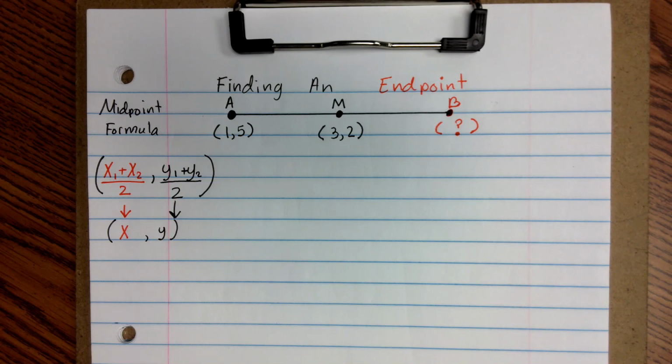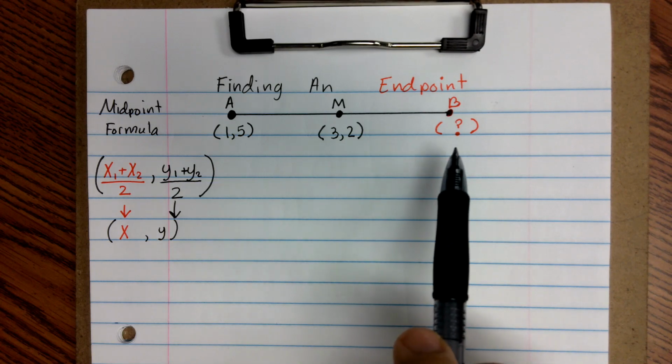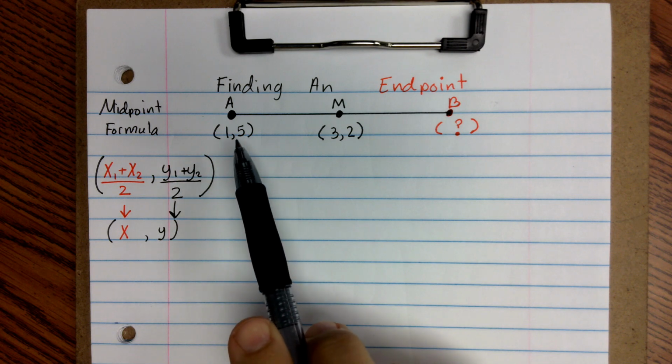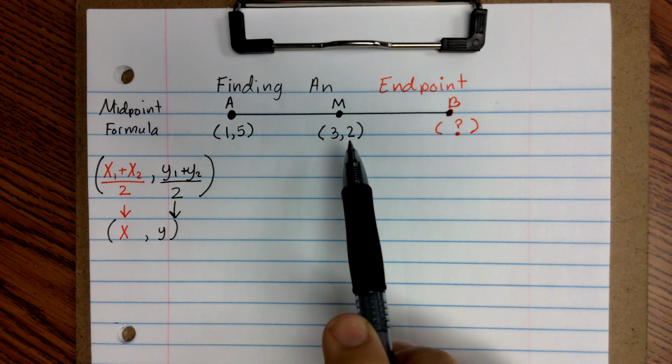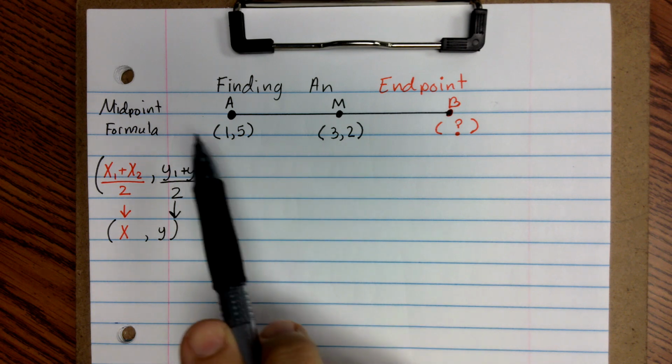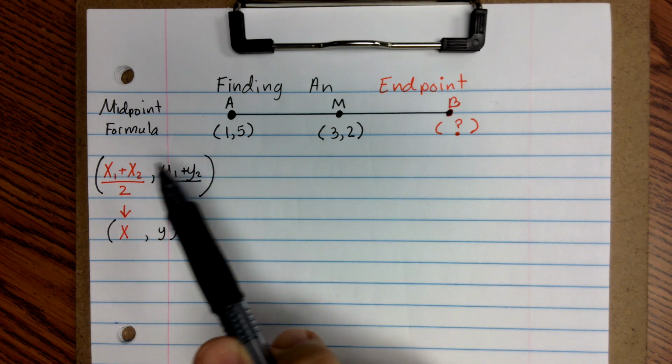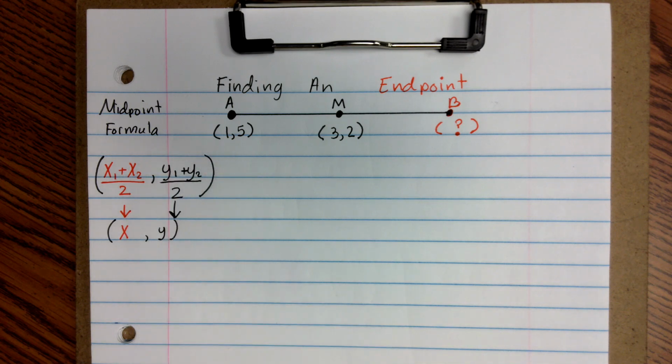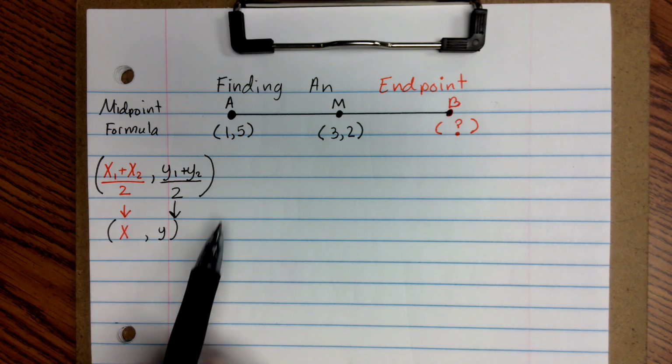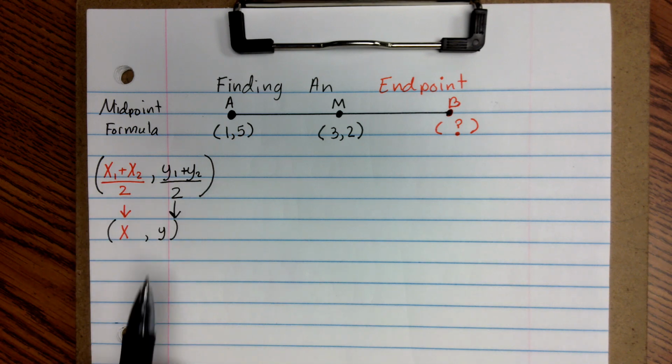Alright, so in this video we're going to look at how we would find an endpoint when given one of the endpoints and the midpoint. Now we are going to use this midpoint formula to figure this out, but I also want to give you a visual and show you how we can do it visually as well, because it may look a little confusing when I'm doing it here. But let me show you the way that we would do it if we were using this midpoint formula.